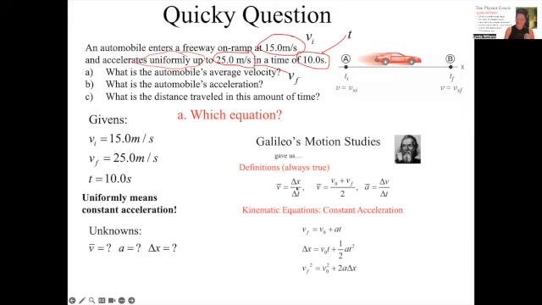I would need to know the net displacement and the change in time for the first equation. And I don't know the net displacement. I know the initial and final states of the velocity. So I can use the second equation. So that's what you do.